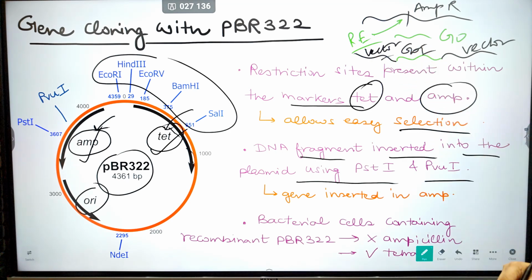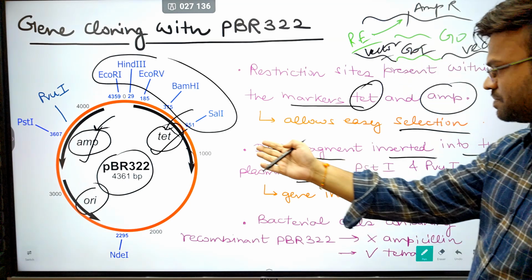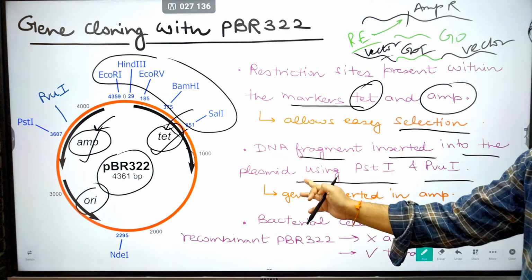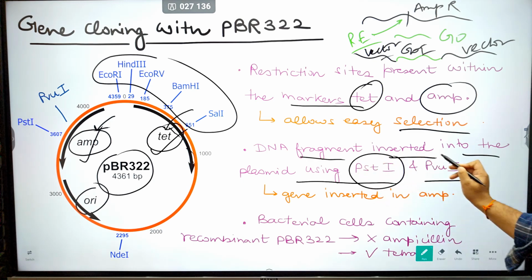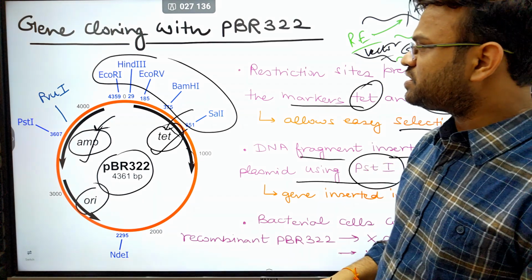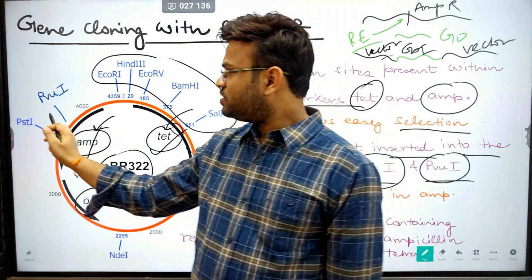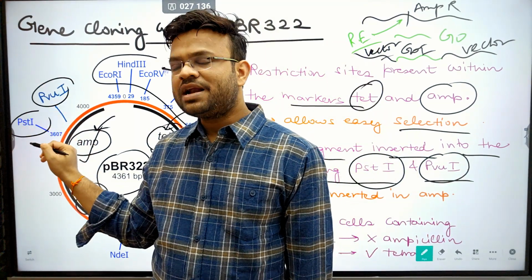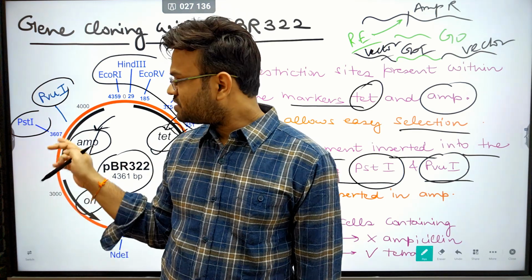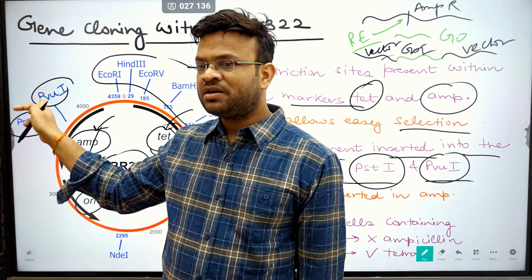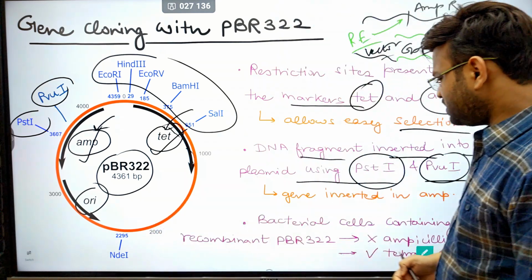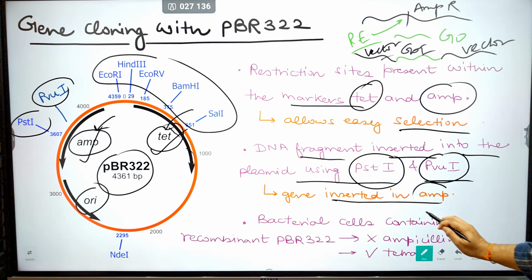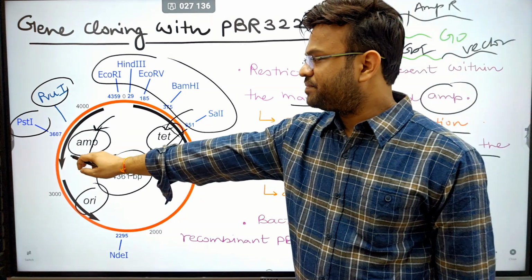This is the way in which it will be attached. So the same thing is applied over here. This is what is written: DNA fragment inserted into the plasmid using PstI and PvuI. So in general, you can use PstI and PvuI to cut and integrate into the ampicillin resistance gene. These are the restriction enzymes that can be used to integrate. Now, if you are using them, then the gene will be inserted into the ampicillin resistance marker, right?